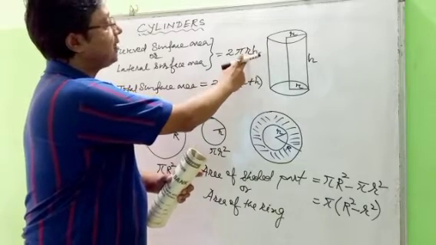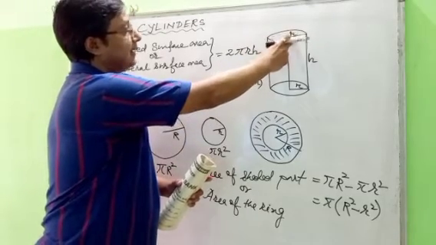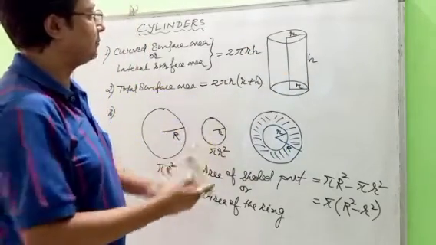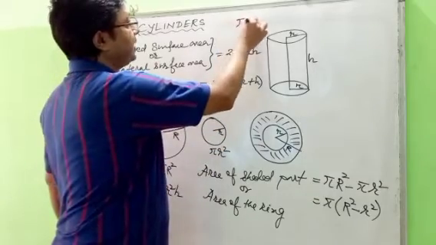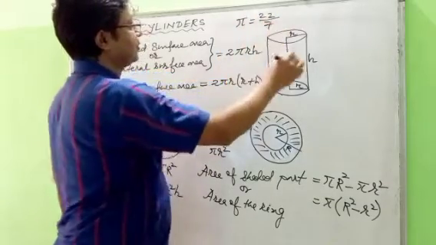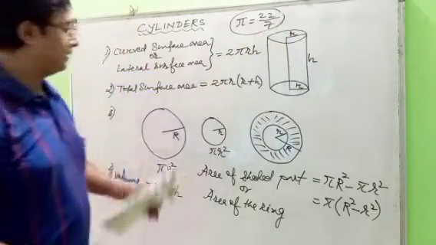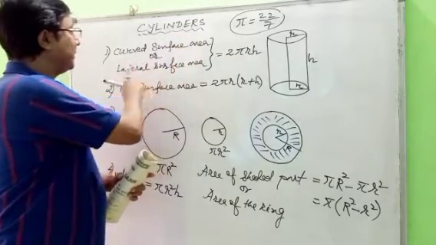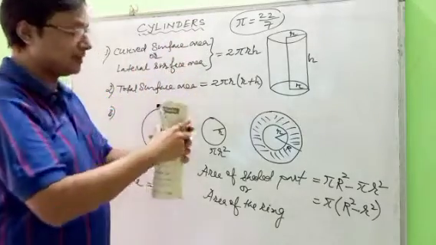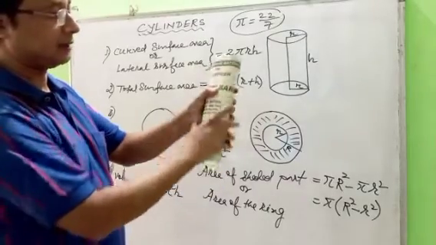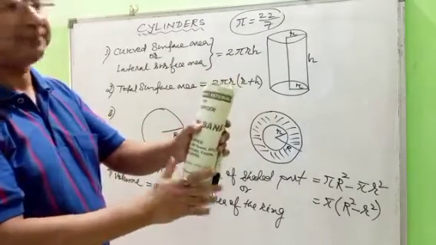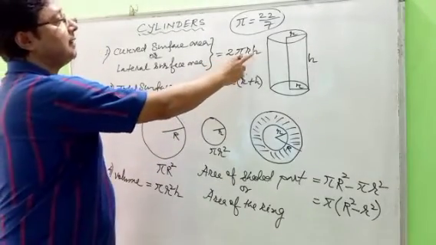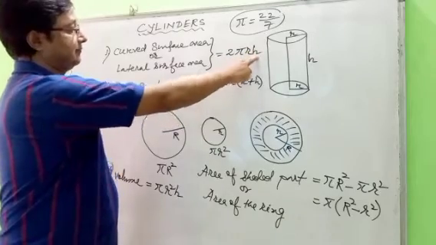Here r is the radius and h is the height of the cylinder. The value of pi, as you know, is 22/7. So this is called the curved surface area or the lateral surface area, and it is given by 2 pi r h, radius and then height.